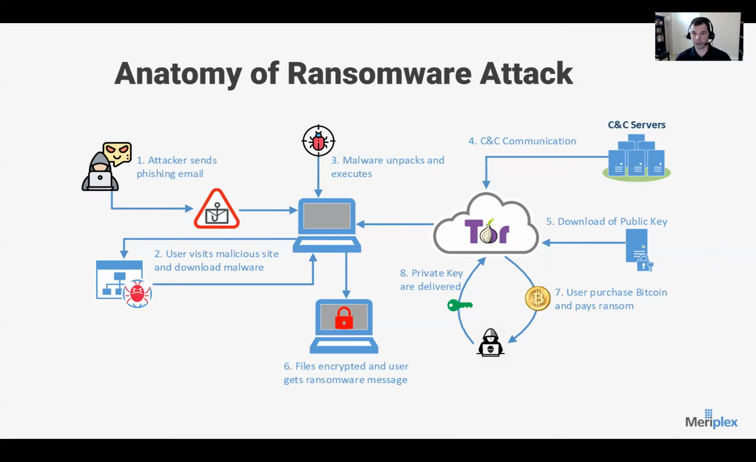So that malware will reside on a computer, and at some point, that malware will communicate with a network of servers called C&C servers, command and control servers. These servers then will send a public key to the computer and will start all the encryption process. This normally happens through a Tor network, which is a place where you cannot track where it's coming from, and it's very hard for you to identify the source of this public key.